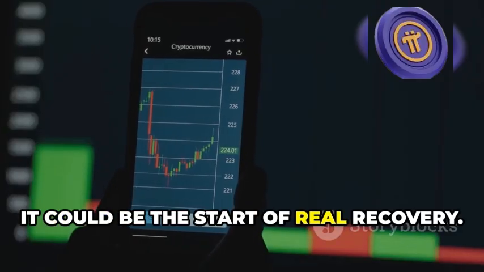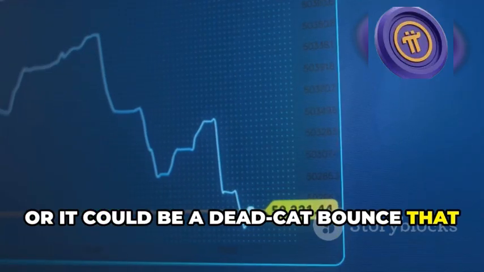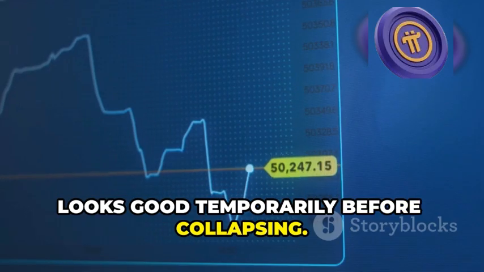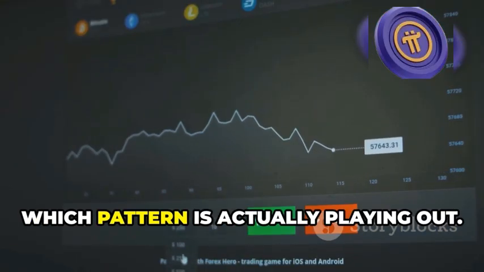It could be the start of real recovery, or it could be a dead cat bounce that looks good temporarily before collapsing. The next few trading sessions will reveal which pattern is actually playing out.